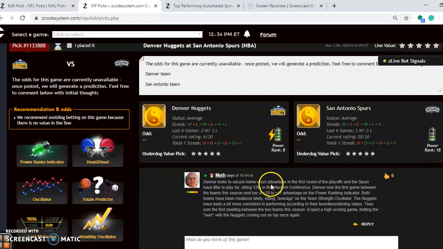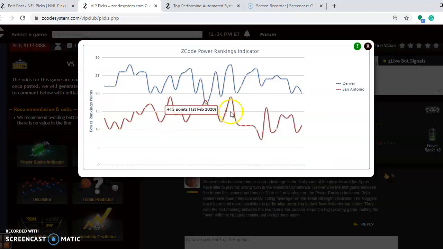Denver looks to secure a home court advantage in the first round of the playoffs. They are third in the conference so far. The Spurs have a little to play for, though, 12th in the conference. If you look at the power ranking indicator, you can see Denver has an advantage of plus 20 to plus 11.